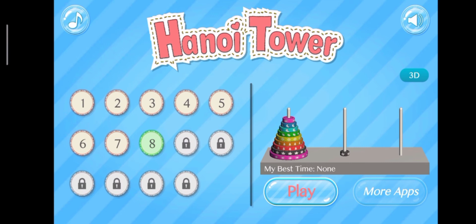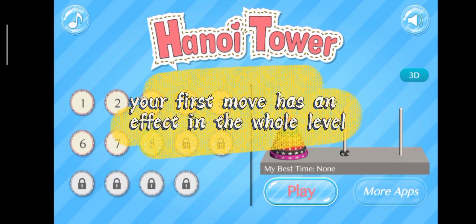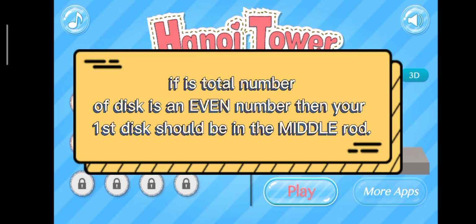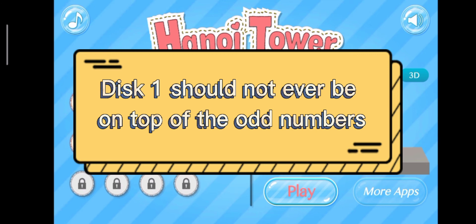Always remember that this one is the most important here. Your first move has an effect on the whole level. If your total number of discs is an odd number, then your first disc should be put at the last rod. And if your total number of discs is an even number, then your first disc should be in the middle rod. And the secret is one should not ever be on top of the odd number. So let's start.